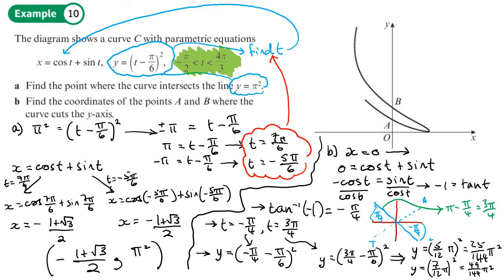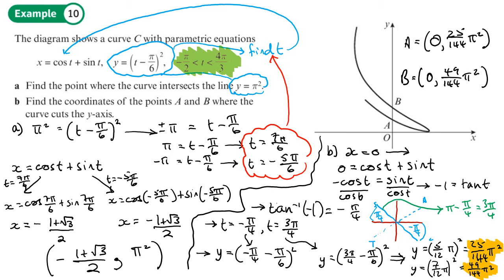So I've run out of space. But if I just highlight here the actual y coordinates of A and B, actually let's write it at the top here. So A is going to be 0. Now we need to use a bit of common sense. A is the one that's lower, so it's going to have the smaller y value. So that's the 25/144 π squared. So that means B is going to be the one with a bigger y value because it's higher up, 49/144 π squared.